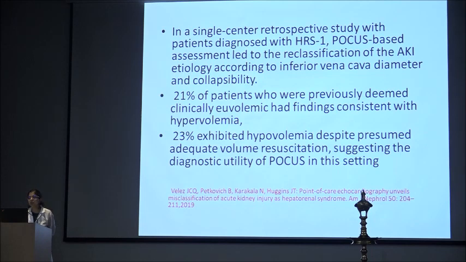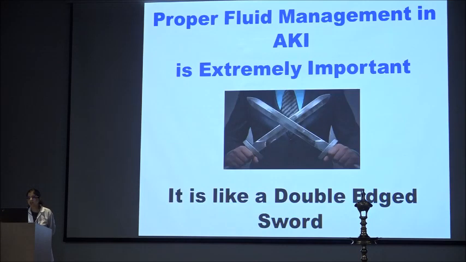In a single-center retrospective study in patients who were diagnosed with HRS-1, focus-based assessment led to reclassification of AKI etiology according to the inferior vena cava diameter and collapsibility. 21% of the patients who were previously deemed clinically euvolemic were actually hypovolemic, and 23% of the patients who were presumed to be hypovolemic actually had adequate volume resuscitation. So the diagnostic utility of point-of-care ultrasound in this setting should be emphasized.